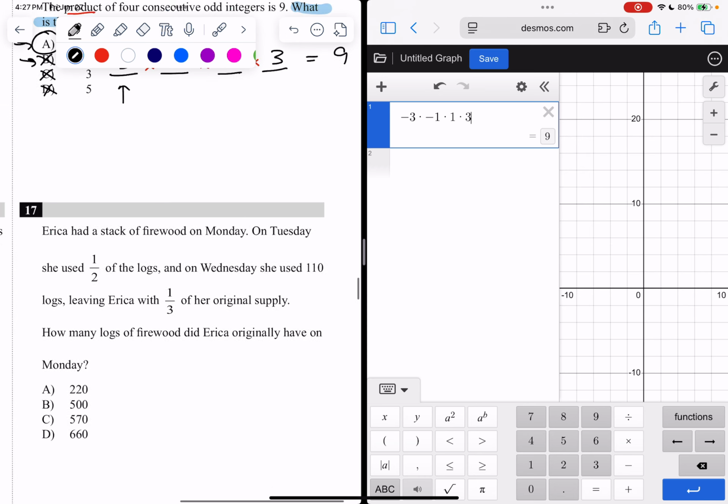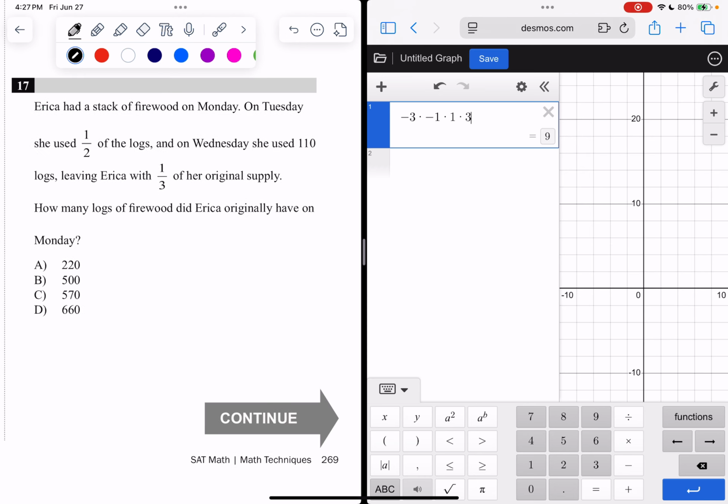All right, let's look at the next one. Erica had a stack of firewood on Monday. On Tuesday, she used half the logs, and on Wednesday, she used 110 logs, leaving Erica with 1/3 of her original supply. What we're looking for? How many logs of firewood did Erica have on Monday?